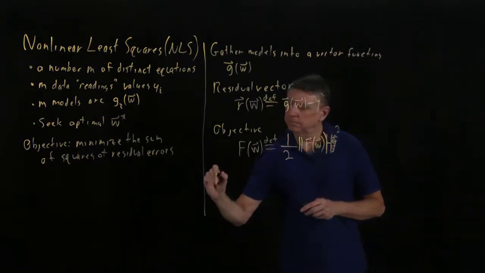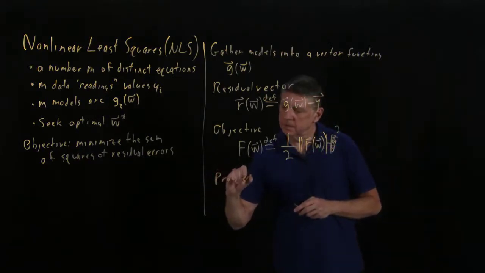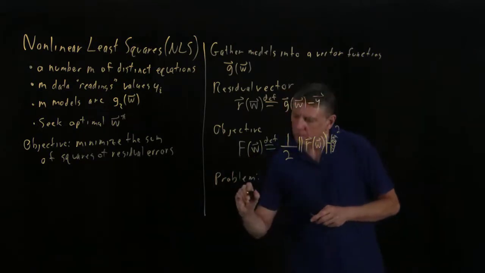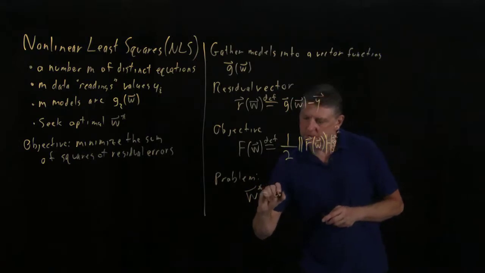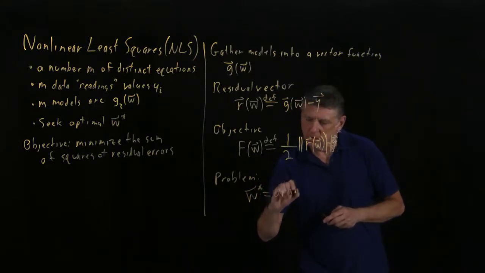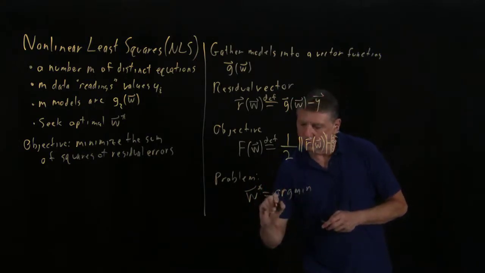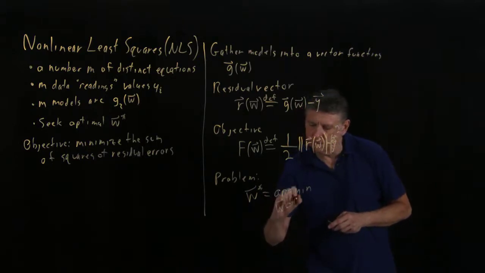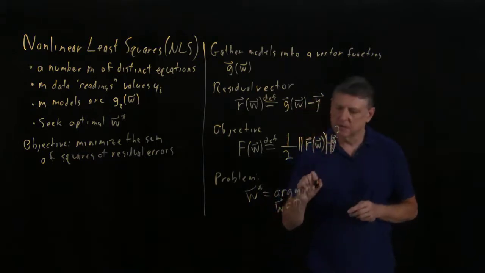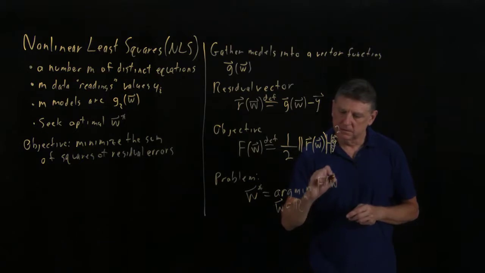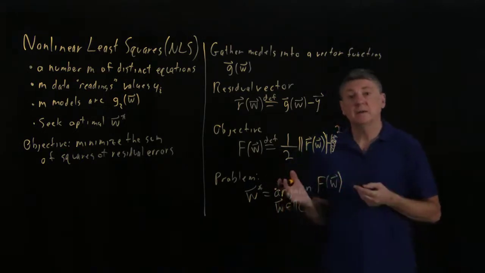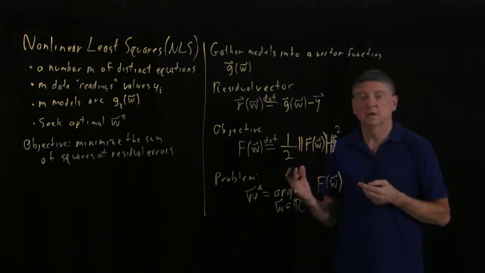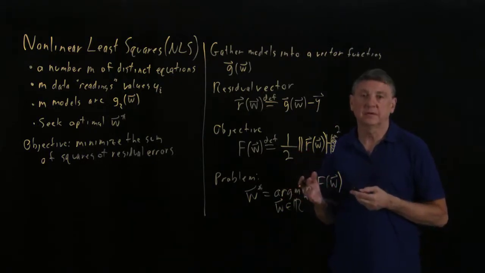So our problem then is we want a w star that is the argmin over all vectors in the vector space of this residual. So that is, in summary, how we'll formulate a nonlinear least squares problem.